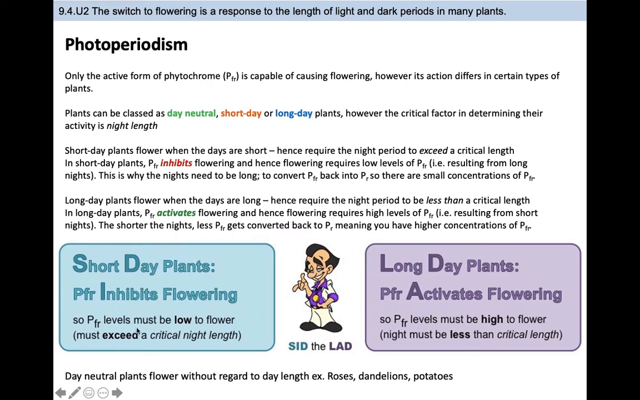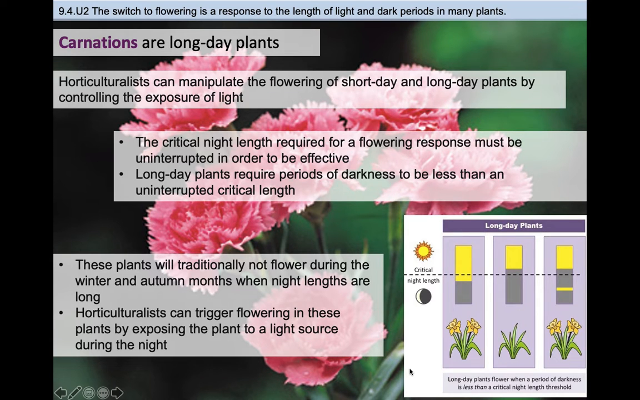An example of day neutral plants are things like roses, dandelions, and potatoes. Day length does not impact the flowering. Carnations are an example of long day plants. So now that we know what they need to flower, we can manipulate this.